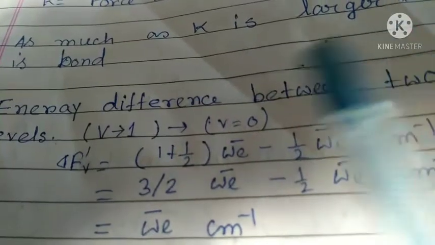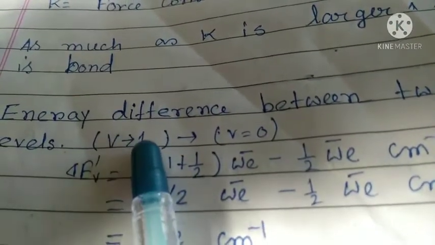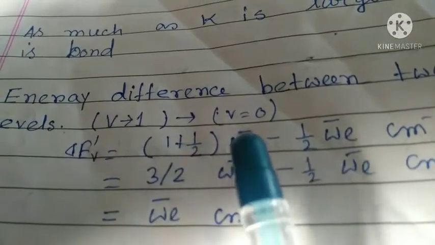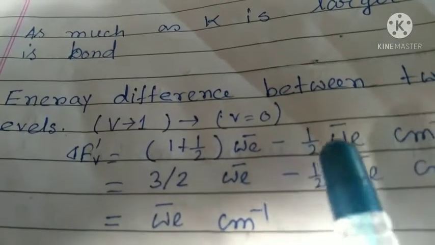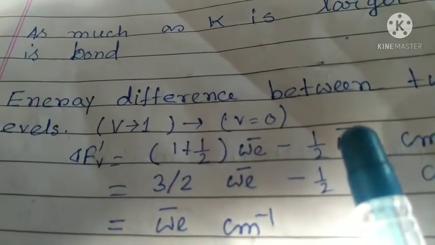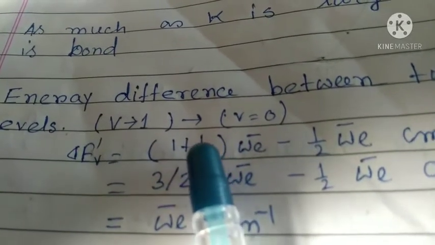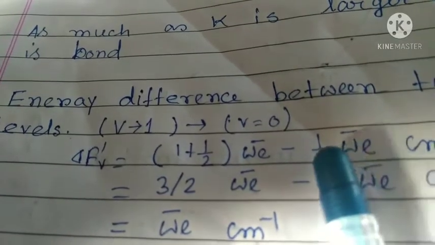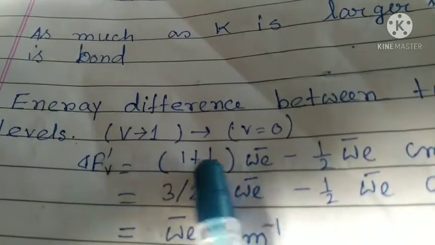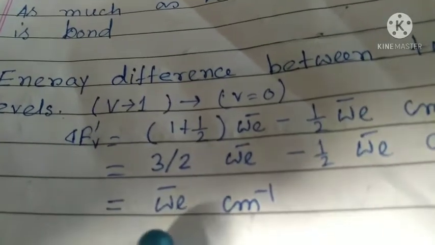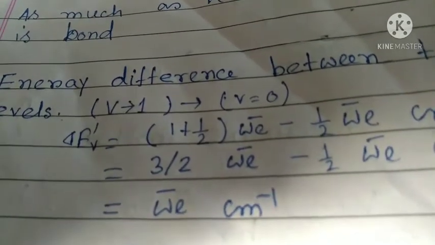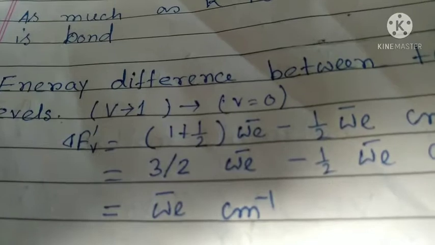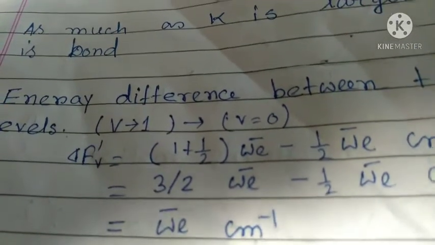Suppose for the fundamental transition, the energy difference from v equals 1 to v equals 0. We know the expression for energy is v plus half omega e bar. So we subtract the energy of the v equals 0 level, which is the zero point energy, half omega e bar, from the energy of the v equals 1 level. If we put v equals 1, we get 3 by 2 omega e bar. So the difference is omega e bar only, and this is also the same for the energy difference between v equals 2 and v equals 1.